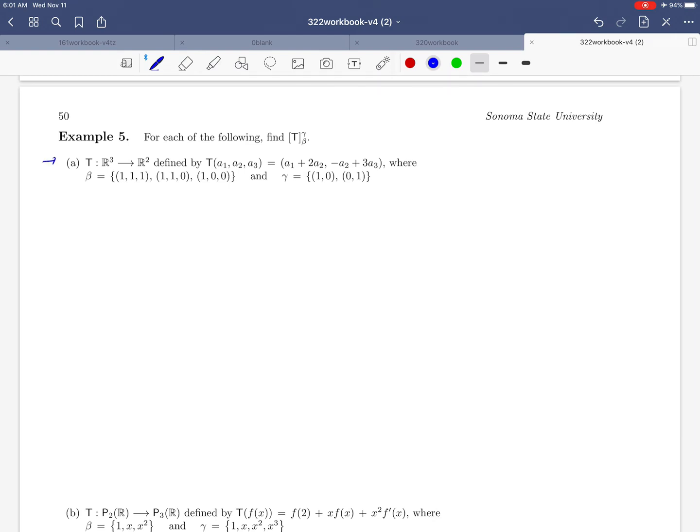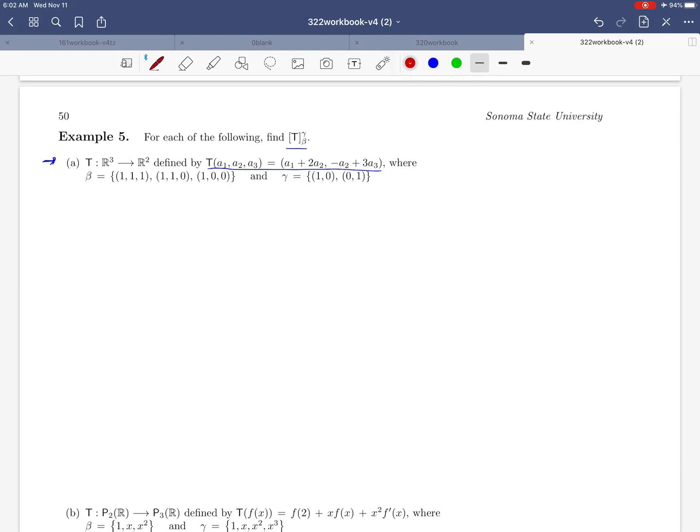All right, so first notice the instructions. They'd like us to find the matrix of the transformation T taking us from beta to gamma coordinates. The actual transformation that we're going to look at is a transformation from R3 to R2 that looks like this. Here's our definition. And then they give us the bases beta and gamma. So we're going to follow the same process that we did in the last example.